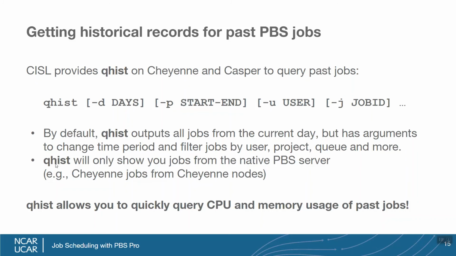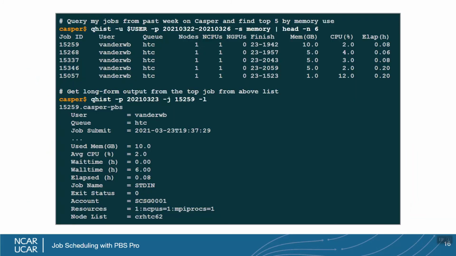But one thing to note about qhist, unlike qstat, it will only show you the jobs from the native PBS server. So if I'm on Cheyenne, it's going to show me Cheyenne jobs. If I'm on Casper, it'll show me Casper jobs. But really the nice thing about qhist is it can show you all this historical information. And a couple fields that are really nice here is that it can quickly query CPU and memory usage of past jobs. So here's an example of that.